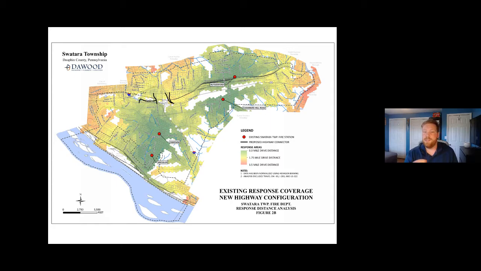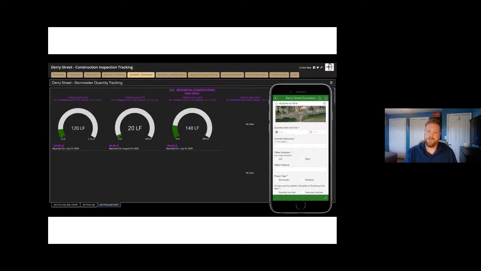But to address that second part of your question about construction, we are currently using GIS to track progress along a construction project on Dairy Street in Swatara also. The project is about a 1.5 mile road construction and storm drainage replacement project that Dawood designed, bid, and is performing the construction inspection and management for.